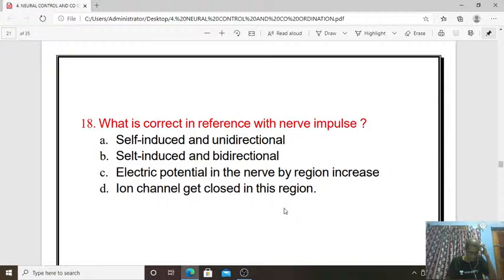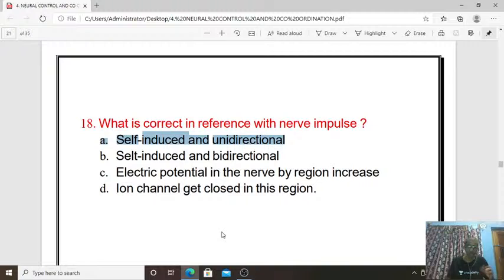Okay. So next question number 18. What is correct in reference with the nerve impulse? Self-induced and unidirectional. So that is the right answer. So answer for question number 18 is a self-induced and unidirectional phenomenon.